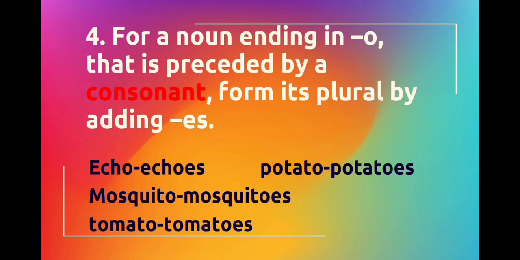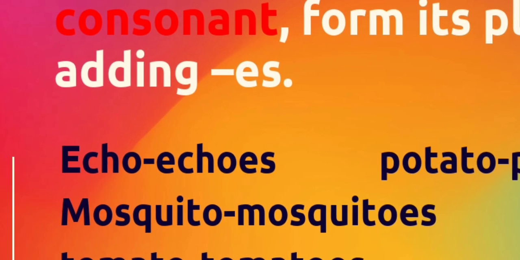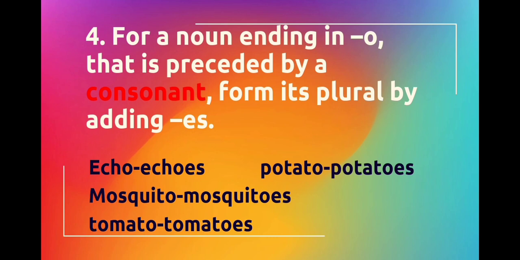Okay, number 4. This one is with words ending in O also, but the thing is that it is preceded by a consonant. So with this one, you add ES instead of S. So echo. What is the letter preceding O? It's letter H. So therefore, you add ES instead of S, because it's not a vowel. The same is true with potato, mosquito, and tomato. So you add ES instead of just simply adding S, compared to the previous rule.